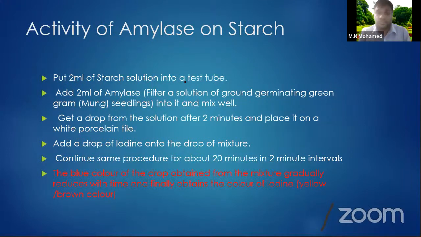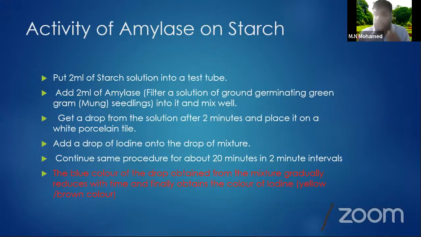Put 2 ml of starch solution in a test tube. You take some amount of starch solution in the test tube. Add 2 ml of amylase. Amylase is produced in your mouth by the salivary glands, or you can take it from germinating seeds, and mix well. What are you taking? You are taking some amount of starch solution.